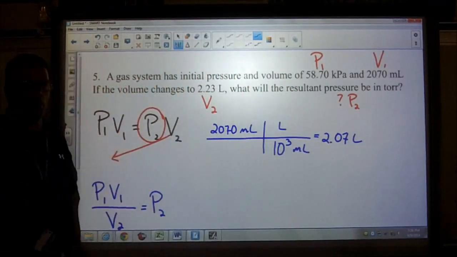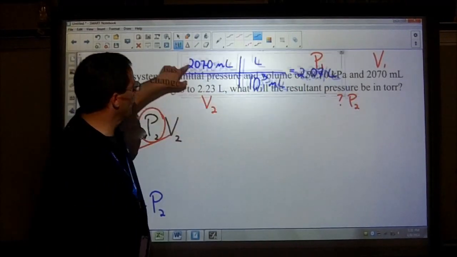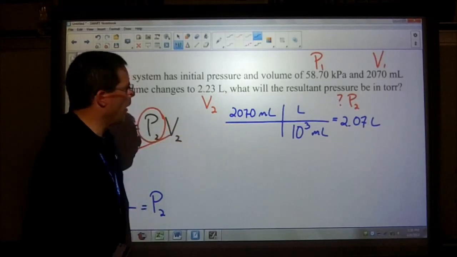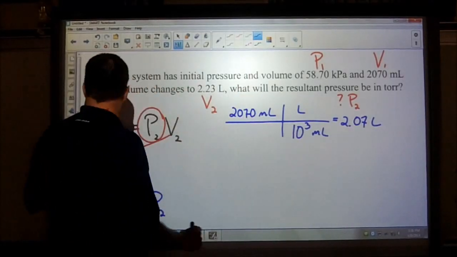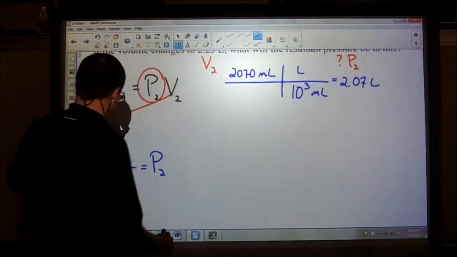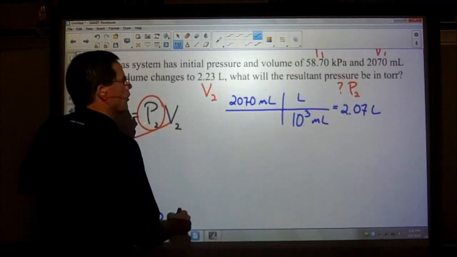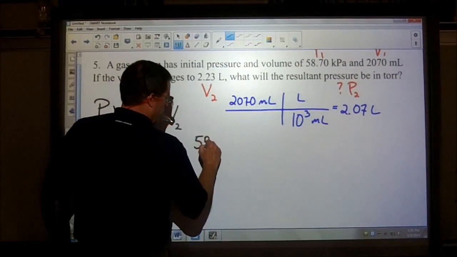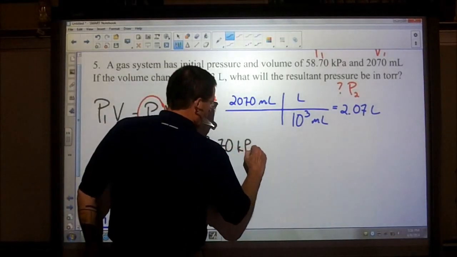I'm going to go ahead and change the pressure right now from kilopascals to torr. And if you don't want to do that and you want to save it till the end, that's fine. You can do that. So let's see here. We have 58.70 kilopascals.